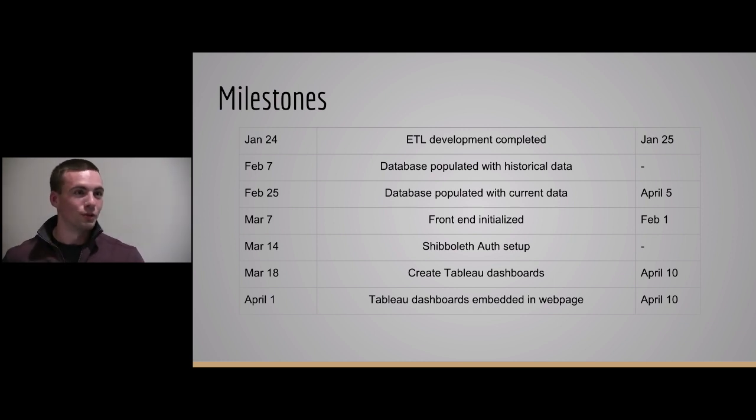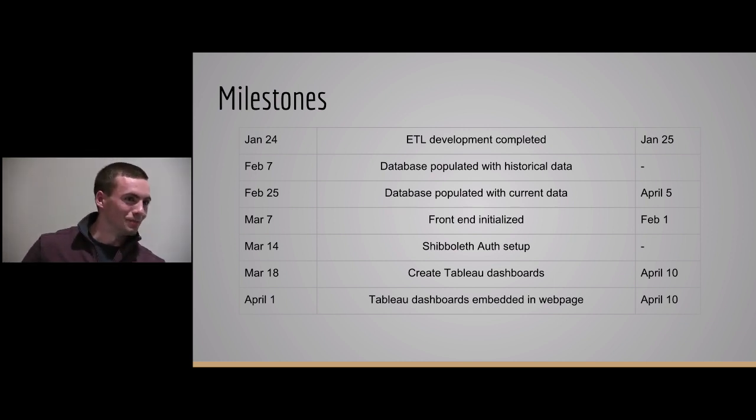Creating Tableau dashboards, we needed data to do that. It was mostly a linear progression, so since our data got backed up to April 5th, we had to create those afterwards. And Sergio was very prompt with doing that. And then embedding them in the web page, a change that happened since we had the dashboards on April 10th, also happened on April 10th.